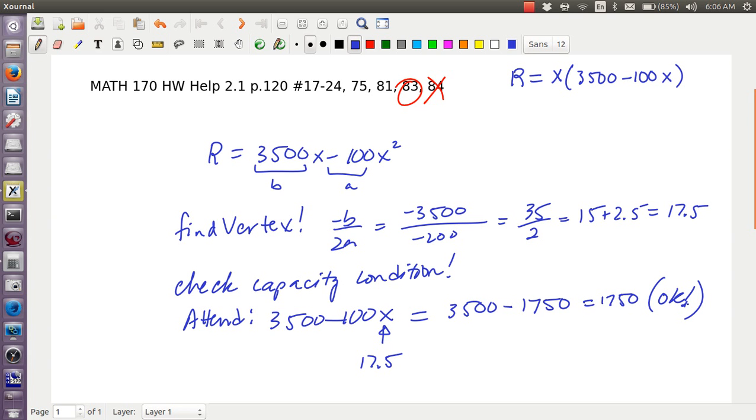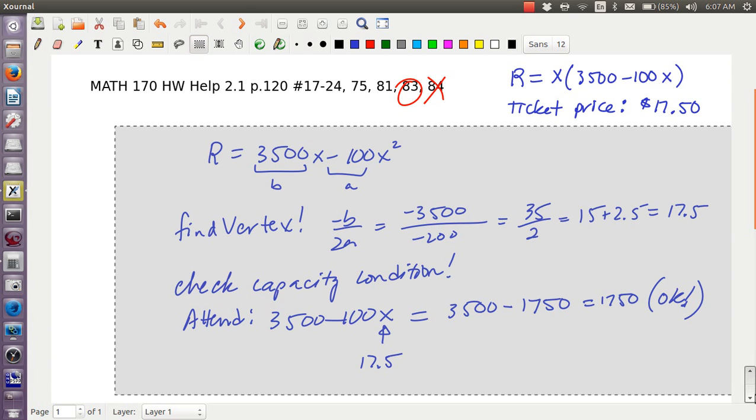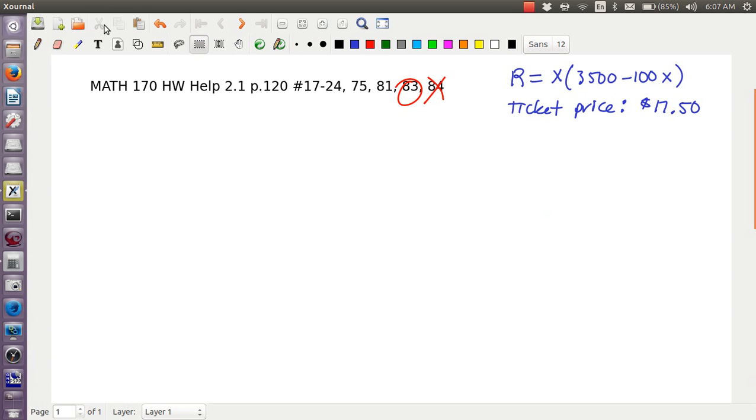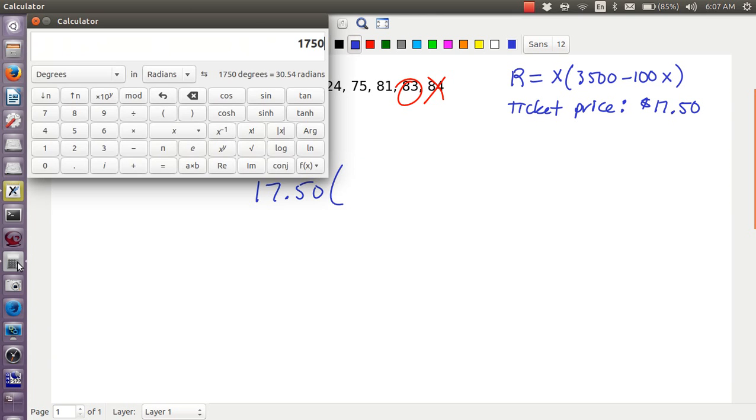Okay, so does it say to maximize the revenue? No, it says at what ticket price will we and then it says what is the maximum revenue. Okay, so the ticket price you want to set, you're going to set it at $17.50. Okay, that's great. And then we want to know what's the revenue. Okay, so the revenue is $17.50 times, we already calculated this actually. This was half of 3,500. What was that? I forgot what it was.